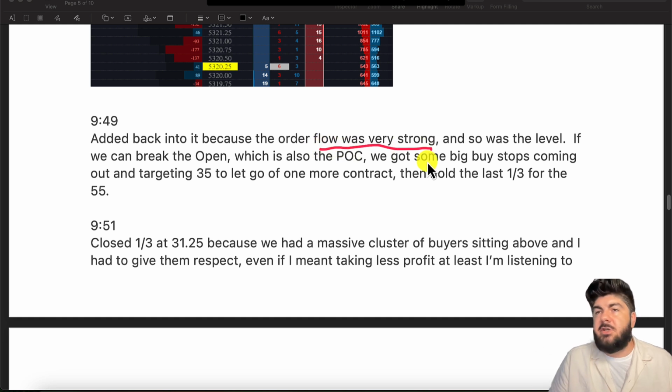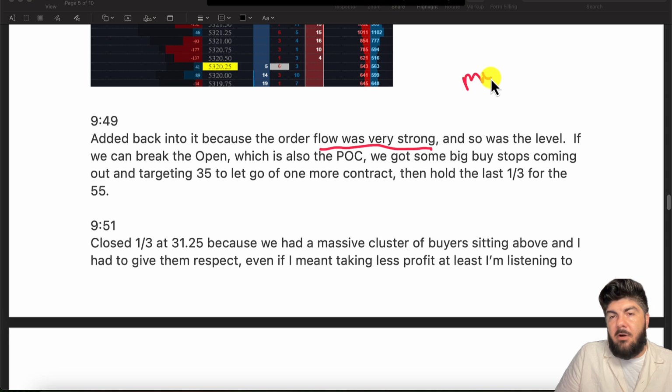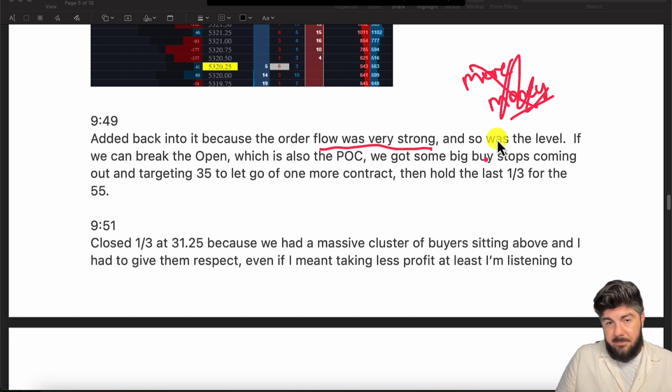All right. So 949, I now go back and say to myself, hey, I added back into the trade because the order flow was very strong. After, a few minutes before I said, I'm not going to add back into it. Now I said, I'm going to add back into it. But I didn't write in here, because I want to make more money because my kids are eventually going to go to college and I got to start preparing. That's not what I wrote. And if that's what I was going for, I'm like, look, I want to make a little more this session, I would have put that in there. I do have journals where I get a little more emotional, right? But I said because the order flow was very strong, and so was the level.